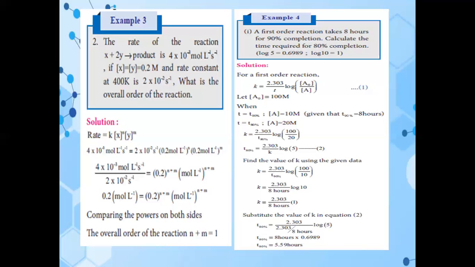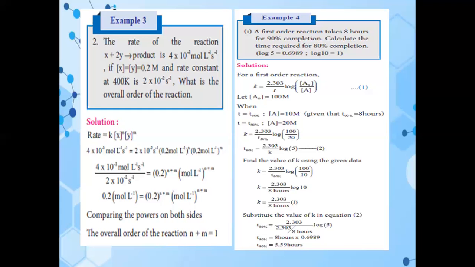So A naught, that is the initial concentration, equals 100 mole. When time is 90% completion, what is the concentration? 100 minus 90, so we are getting 10. Like that, 80% completion means 100 minus 80, we are getting 20. So at that time the concentration is 20.